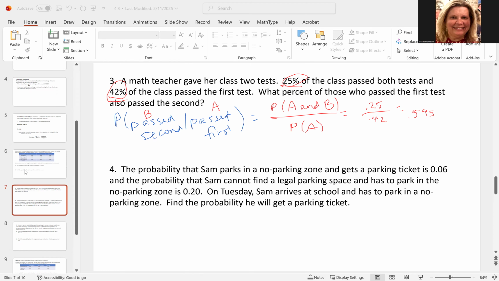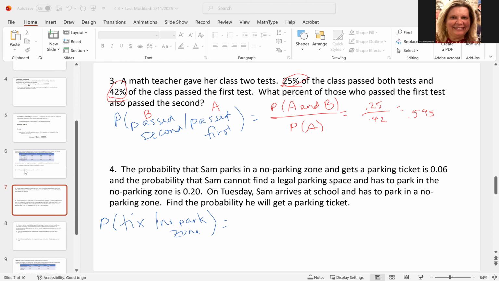As another example, using the formula, the probability that Sam parks in a no parking zone and gets a parking ticket is 0.06. The probability that he can't find a legal parking spot and has to park in no parking is 0.20. So Tuesday, Sam arrives at school. He has to park in a no parking zone. Find the probability he gets a parking ticket. Again, some of the hardest part of this is just rewriting. Think about what you know. Whatever you know is the given part. We know that he parked in a no parking zone. And then what are they asking us? What's the probability he got a ticket?